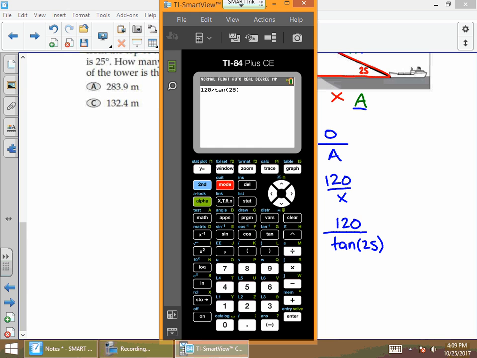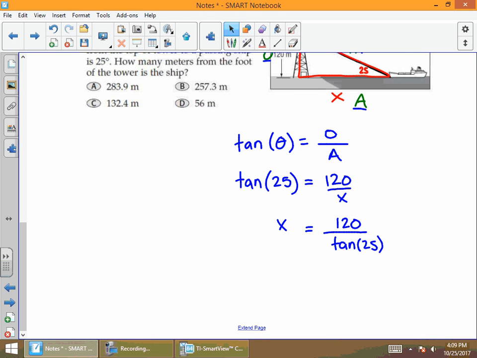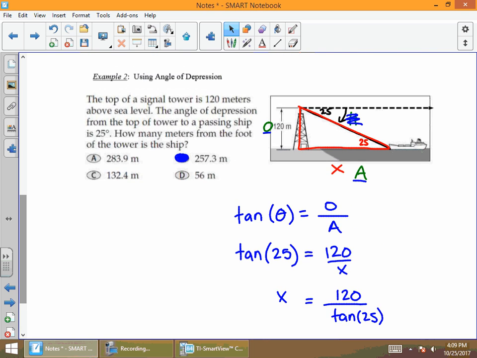Let me double check my mode. I am in degrees. So go ahead and hit enter. So 257.3. 257.3 is answer choice B. 257.3 meters. So that's just using a word problem and then turning it into SOHCAHTOA.